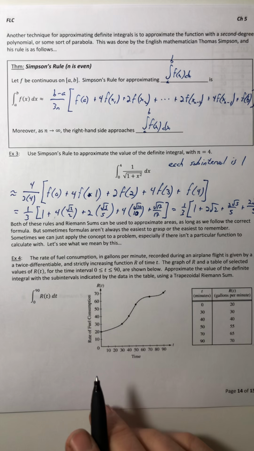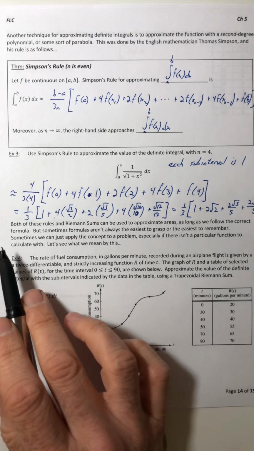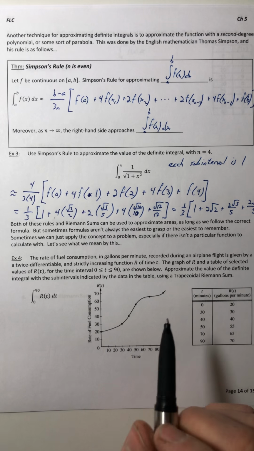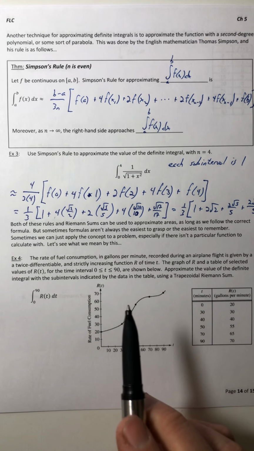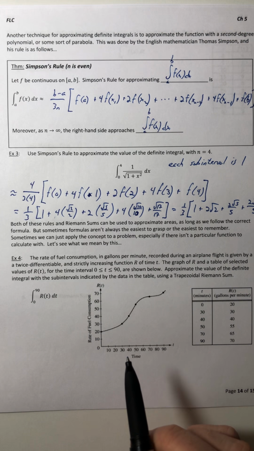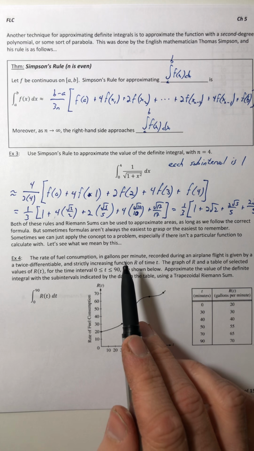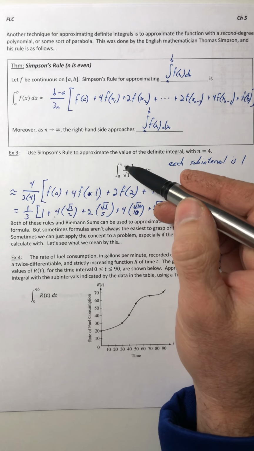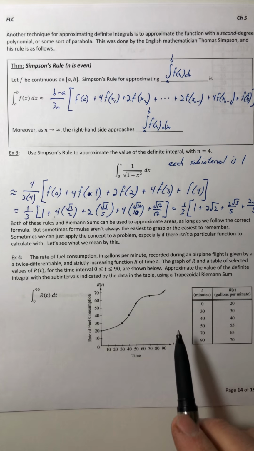Well, welcome back. So we looked at Simpson's rule and the trapezoidal rule. Both of them and the Riemann sums can be used to approximate areas as long as we follow the correct formula. But sometimes formulas aren't always the easiest thing to grasp or remember. So sometimes you can just apply the concept to a problem, especially if there isn't a particular function to calculate with. Sometimes you might just have a graph. So let's see how we do that.